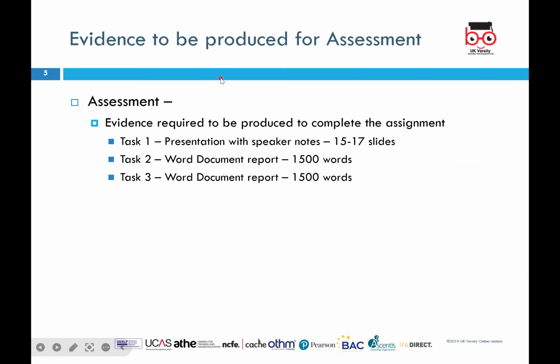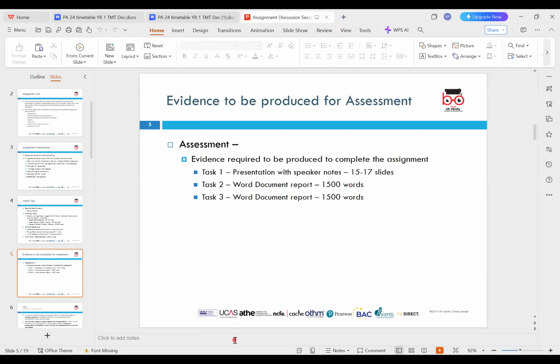So your evidence to be produced for your assessment. There are 3 tasks to be completed. You have a presentation, 15 to 17 slides long. You would put speaker notes here. So what are speaker notes? I'll just show you what speaker notes are. Speaker notes come at the end. You can see my slides. Your speaker notes come towards the end here. This is what the speaker notes are. So you would want to write your extra work over here.